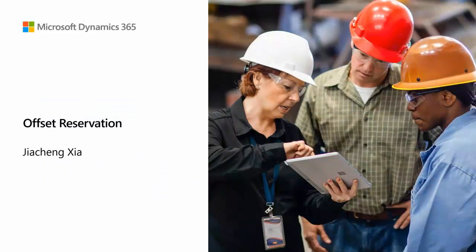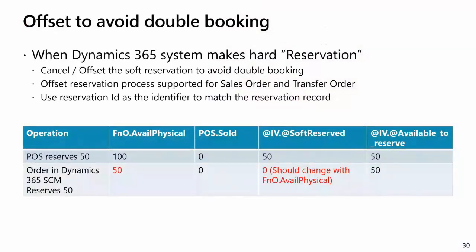So that's the process of soft reservation. The step after soft reservation with normal business logic is to consume the reserved quantity. We are converting the reserved quantities to a picked or sold item. This process is what we call offset. Consider the following example. We have a sales order selling 50 pieces from a POS system. Later on, the POS system syncs the order to Dynamics 365 supply chain management for bookkeeping purposes.